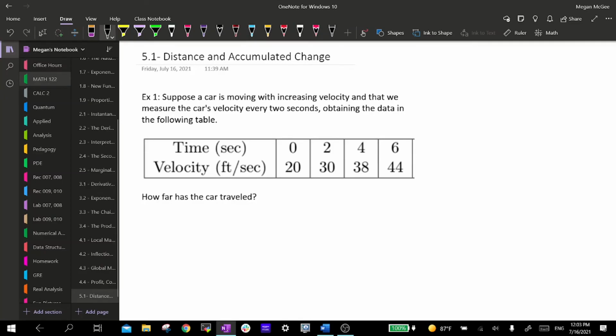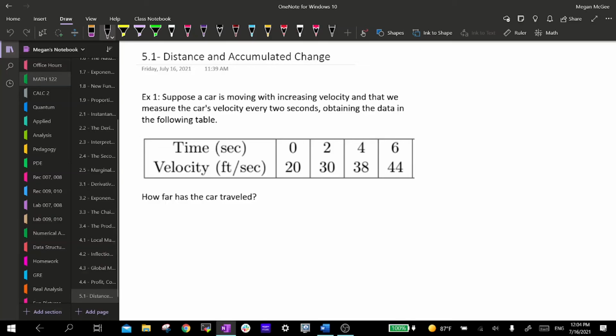So, in our first example, suppose a car is moving with increasing velocity, that's our rate, and we measure the car's velocity every 2 seconds, obtaining the data in this table. We want to know how far has the car traveled. So now we know how long the car has been traveling, the time, and we know how fast the car has been traveling, but we would like to know how far, so the distance.